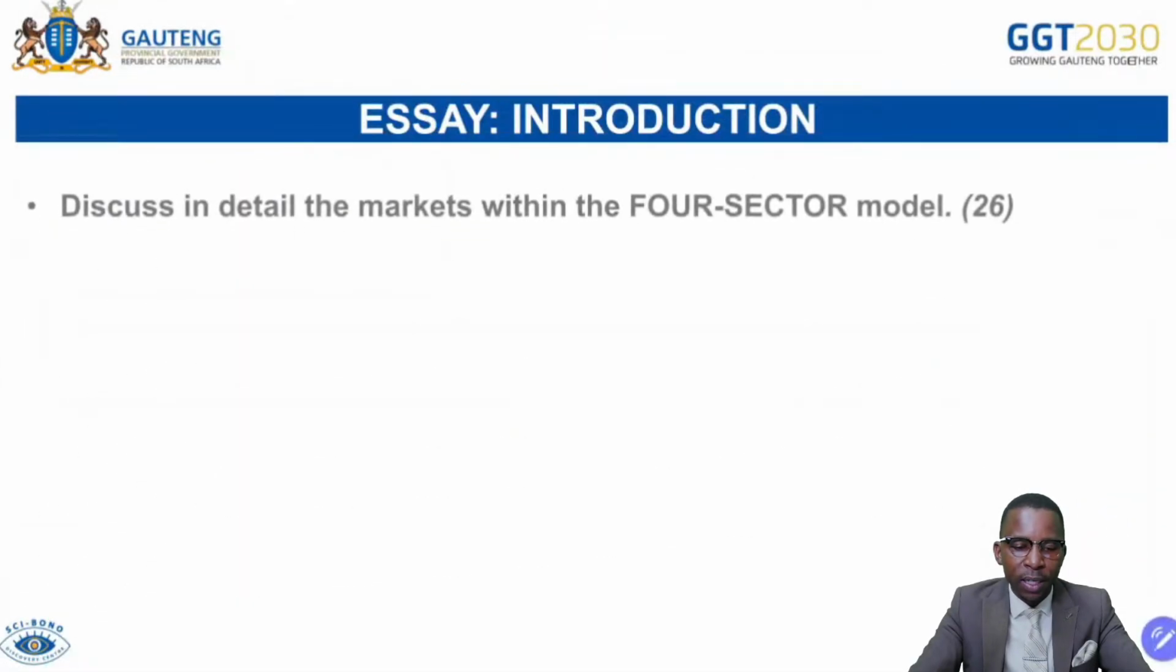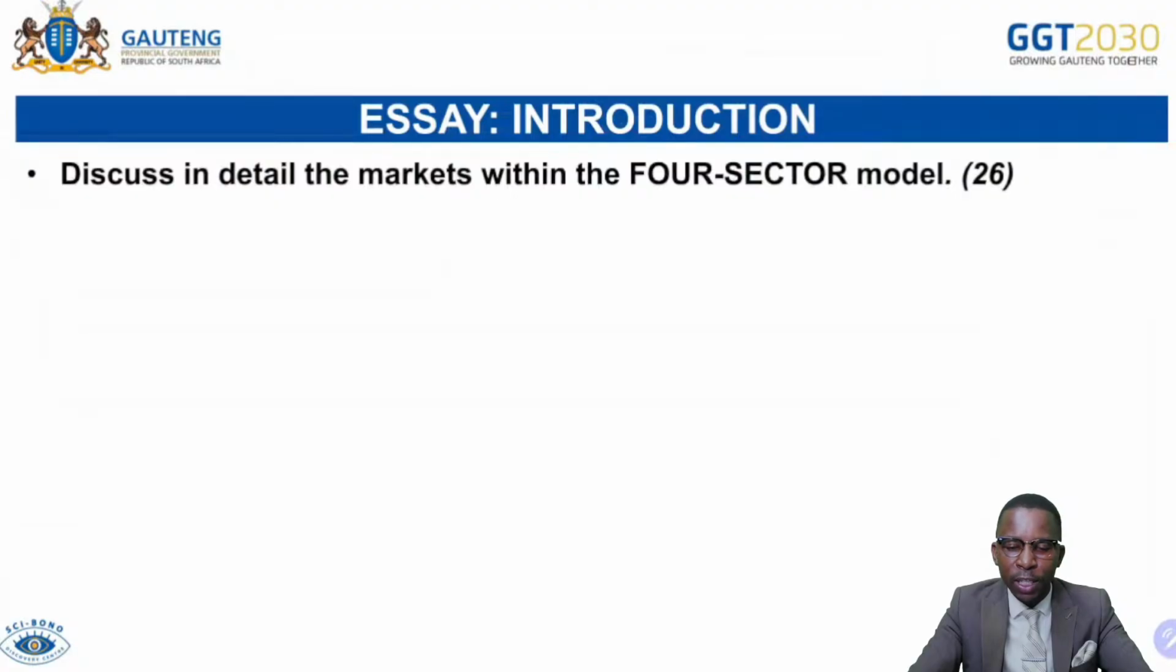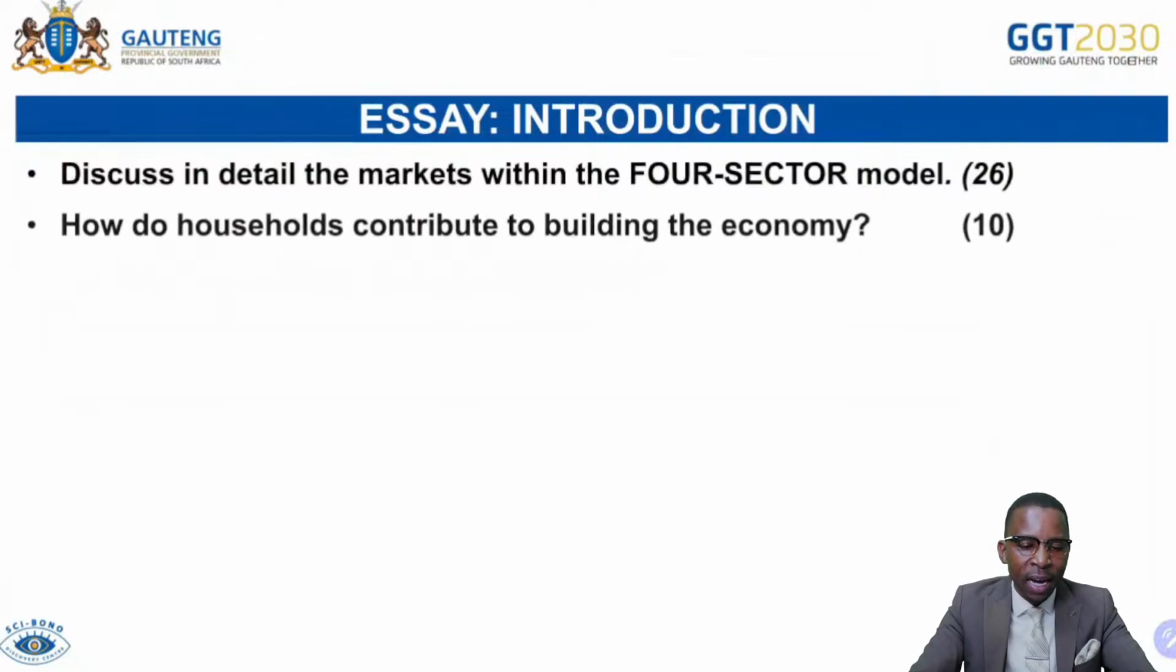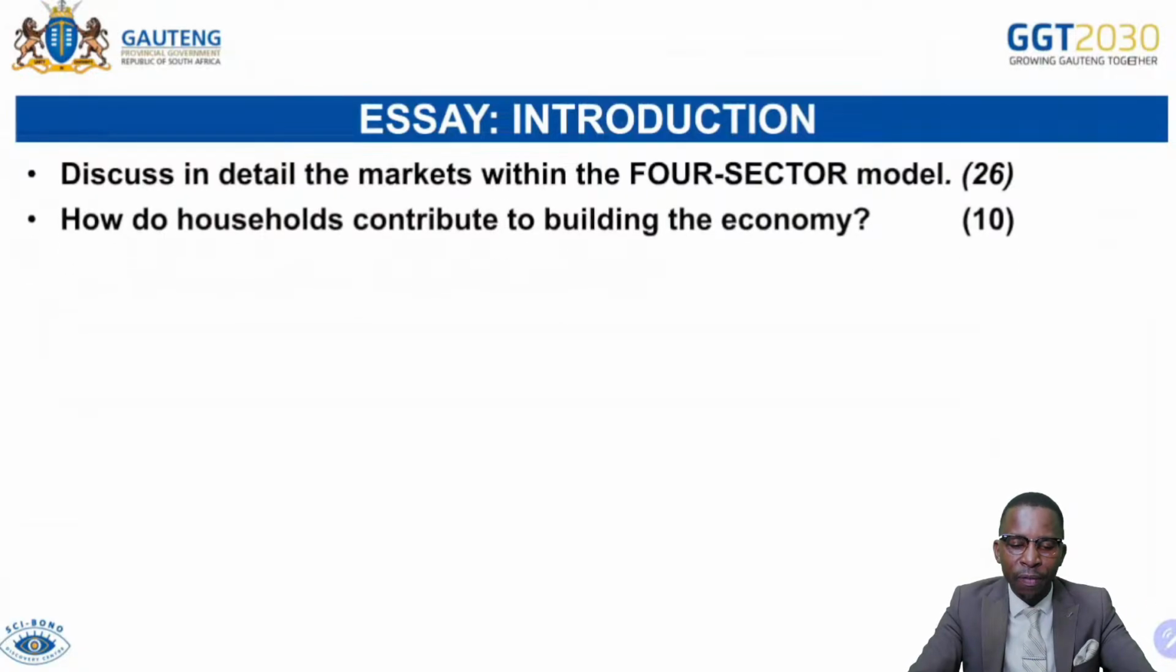Here is the example of an essay discussing detailed markets within the 4-sector model in the economy. Remember, this is just an example. So this one was fortunate to be here. Otherwise, I've discussed all essays here that might appear in the exam, but we simply make one example of an essay. 26 marks. And then how do households contribute to building South African economy?